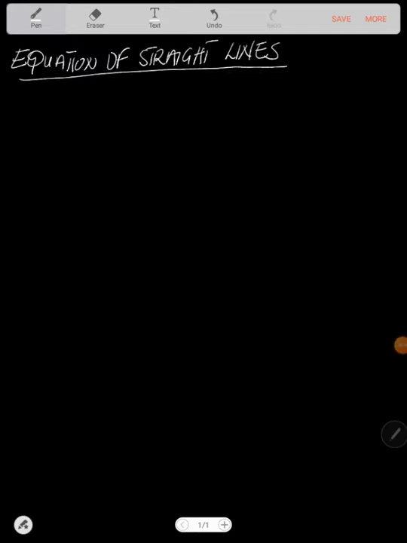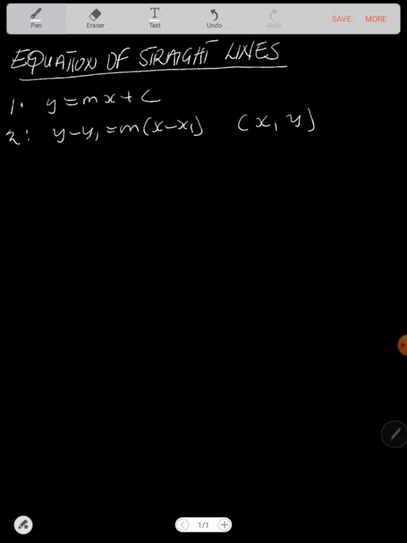Let's look at another component, which is the equation of the straight line. So we have a line which is like this. This is when the gradient is known. We also have when a point like this is known. We also have this.